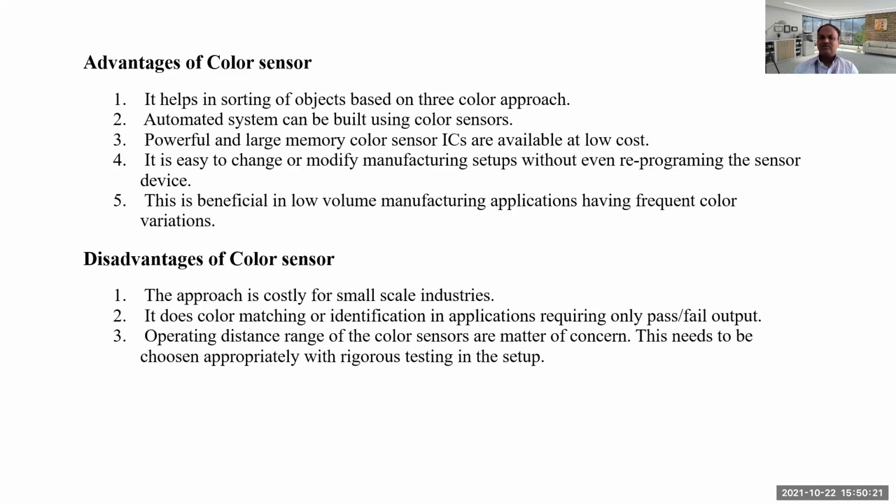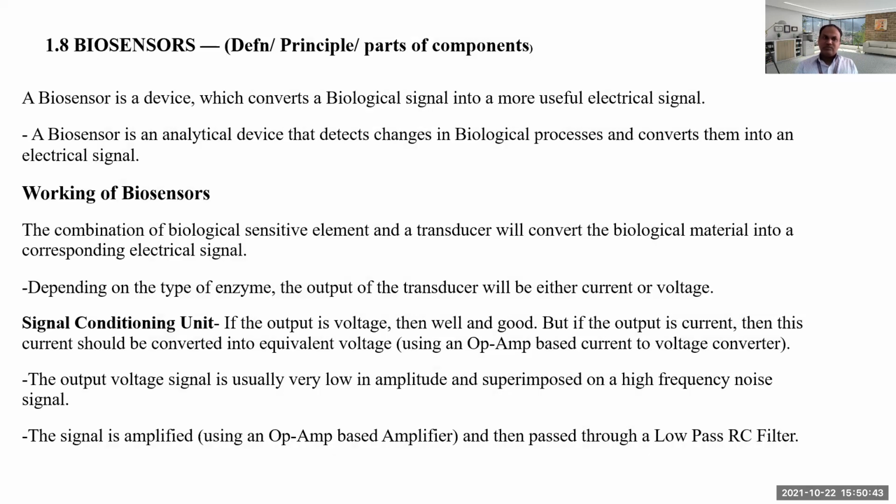So it cannot, you can say, detect the colors other than these matching colors. Operating distance range of color sensors is a matter of concern. These need to be chosen appropriately with rigorous testing in the setup. So it needs some vicinity, and that's why they may have some disadvantages.